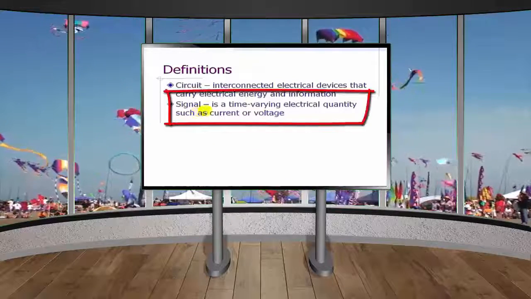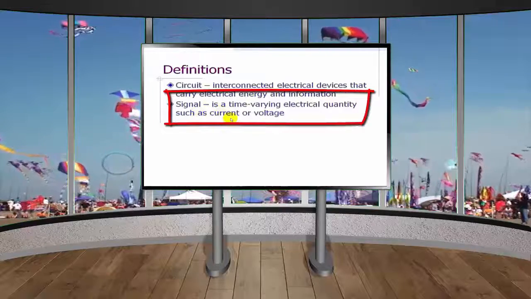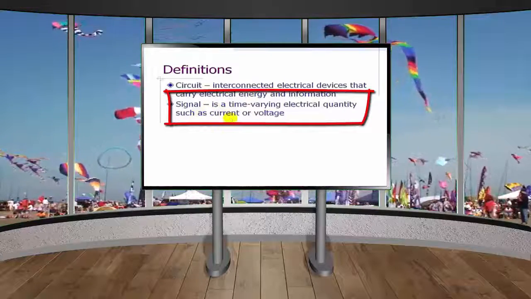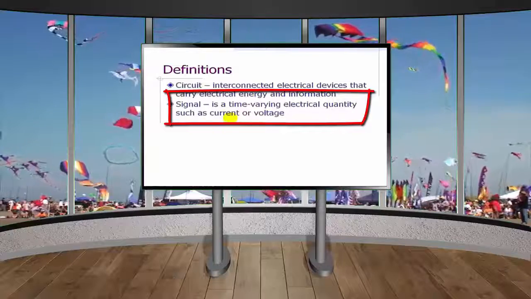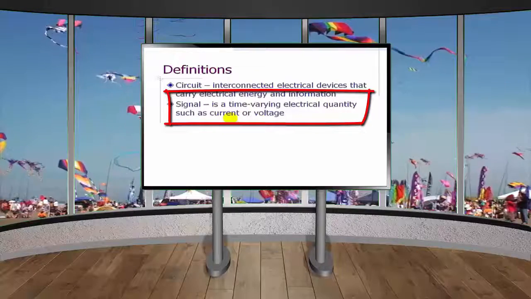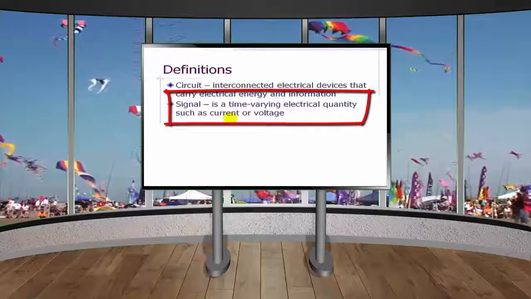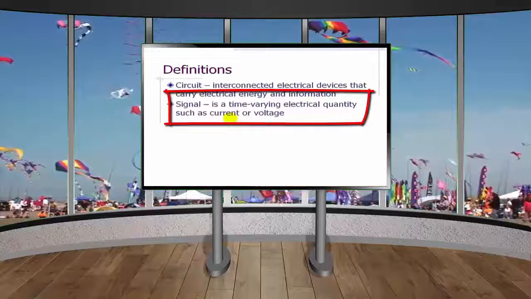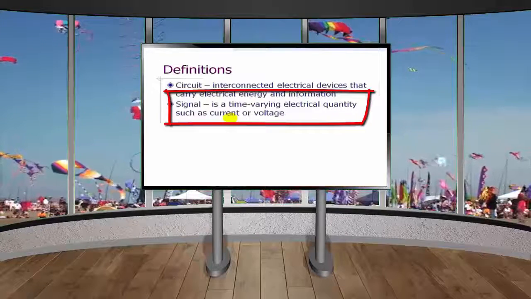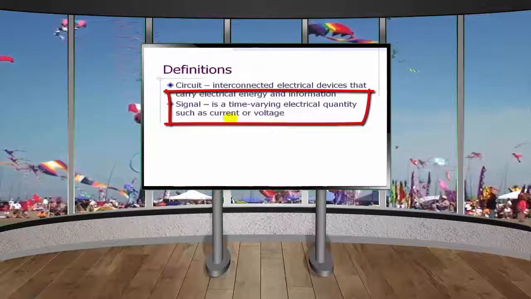And we can think of a signal as a time-varying electrical quantity, and most of the quantities that we're dealing with are currents or voltages. So when I'm speaking into a microphone, I'm converting this mechanical or acoustic energy into an electrical signal such as current or voltage.